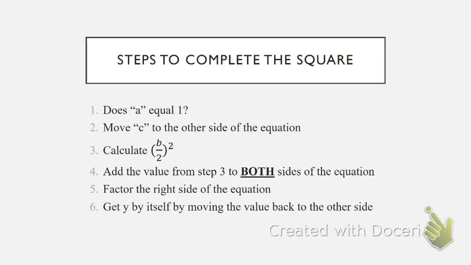So we have to check to make sure our A value is 1. If our A value is not 1, we need to stop. We have to move C to the other side of the equation. We're going to calculate a fancy value called b over 2 squared. Then we take the value we find in step 3, whatever b over 2 squared is, and add it to both sides of the equation. That's bold, bigger font, underlined: both sides. We're going to factor one side of the equation, and then we're going to get y back by itself.